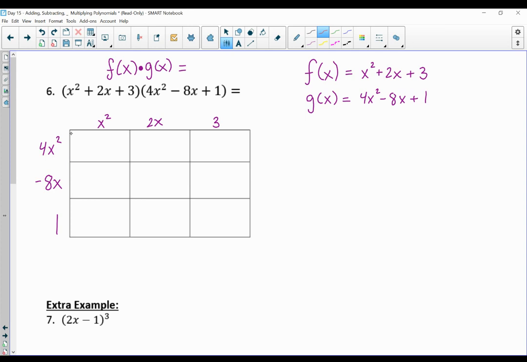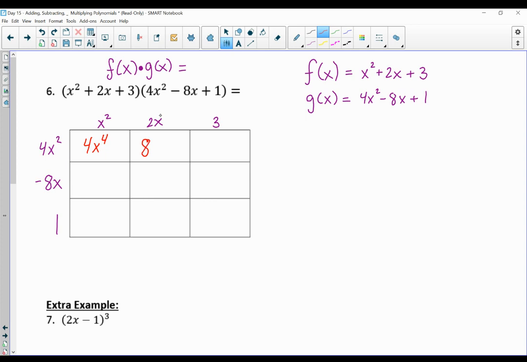So 4x squared times x squared. Well, that's 4 times 1, which is 4, and then we multiply the variables, x squared times x squared. When we multiply the variables, remember, we're adding the exponents. So 2 plus 2 gives me 4. And then I'm just going to go to the right across the row. 2 times 4 is 8.